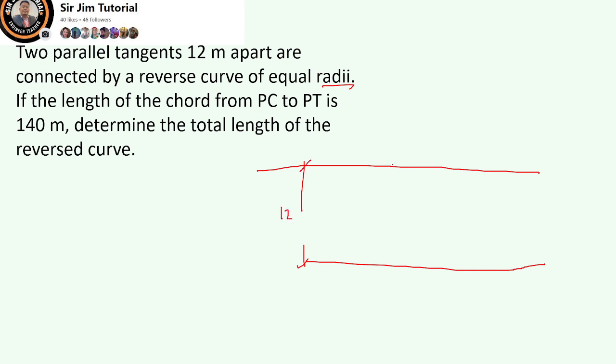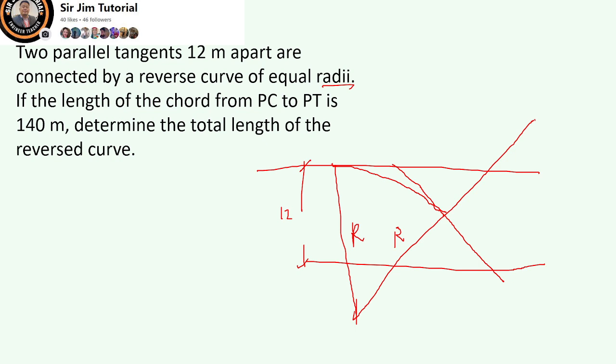So if you have a common tangent here for that reverse curve, the circle here will be like this. You have this simple curve. It could be R. According to the problem, they are the same radii. So this one is also R because they are the same. So if they are the same, they are parallel.